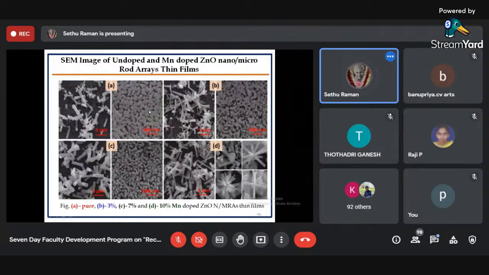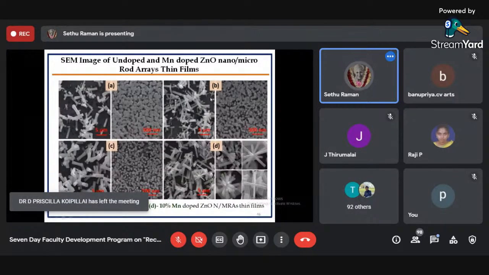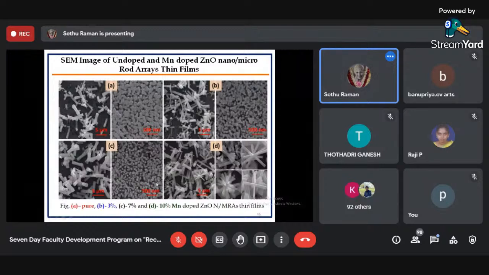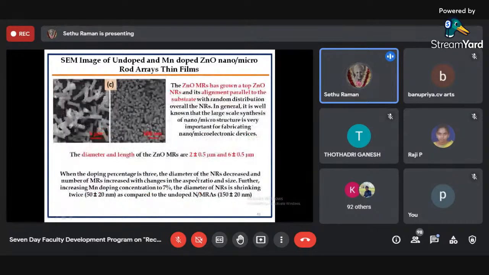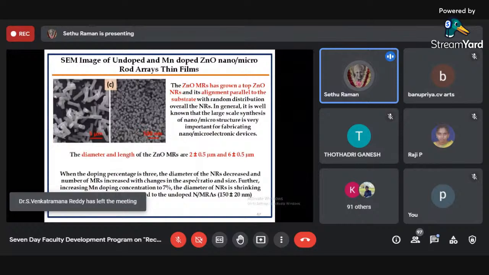FESEM images of M doped ZnO nano-microrod array samples. This is an undoped sample. This is 3% M doped zinc oxide nanorods. This is 7%. This D is 10% M doped ZnO nano-microrod array samples. In the case of zinc oxide, nano-microrod arrays are generally grown using the same experimental conditions.